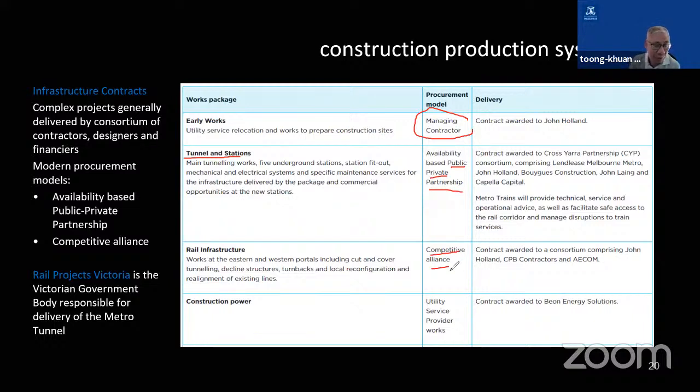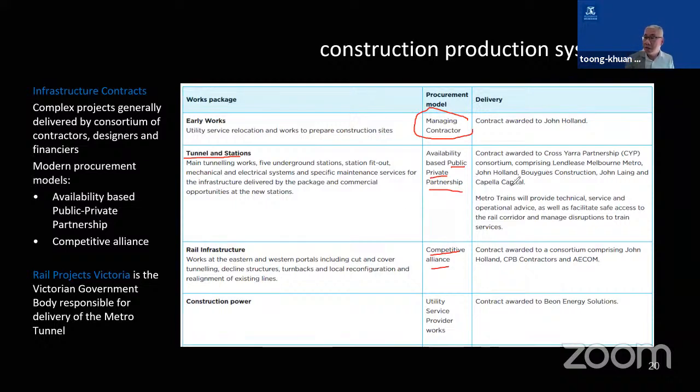It's not like what you do in Indonesia, where I've looked at your kereta cepat from Jakarta to Bandung and you have a consortium. It's one consortium that does everything over there. We tend to break up the single project into many phases, and we then have different contracts with different groups of companies.